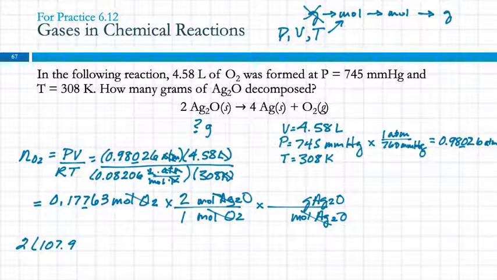107.9 plus 16. 231.8. So 1 mole weighs 231.8 grams. So I've got my moles of oxygen times 2 times 231.8.